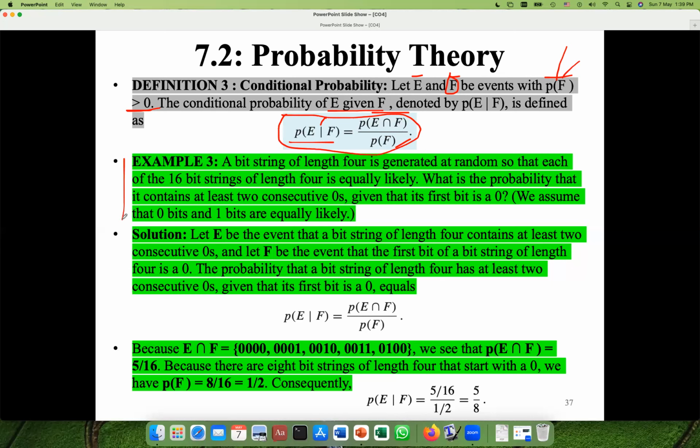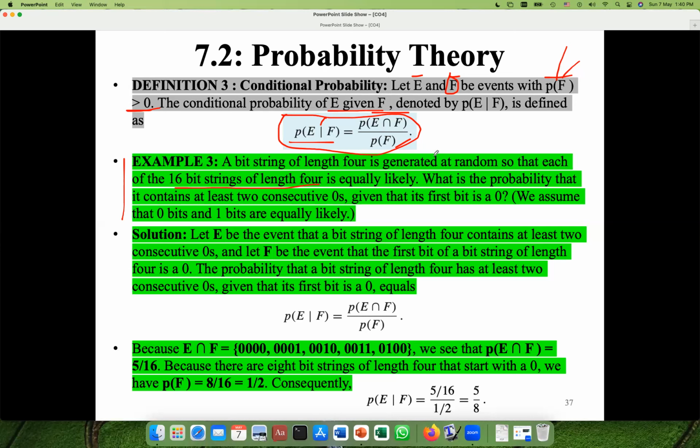Now, example 3. A bit string of length 4 is generated at random. Bit string length is 4, randomly generated, so that each of the 16 bit strings of length 4 is equally likely. A bit string of length 4 will be generated randomly and you have to produce 16 strings, okay? What is the meaning of this sentence?